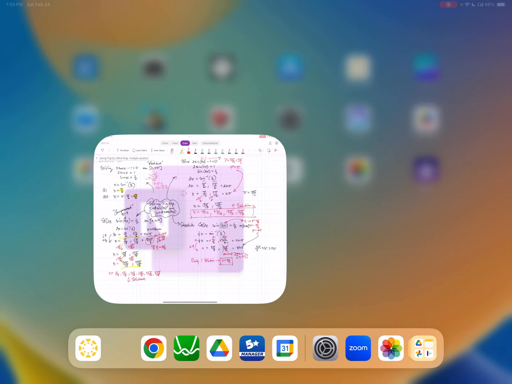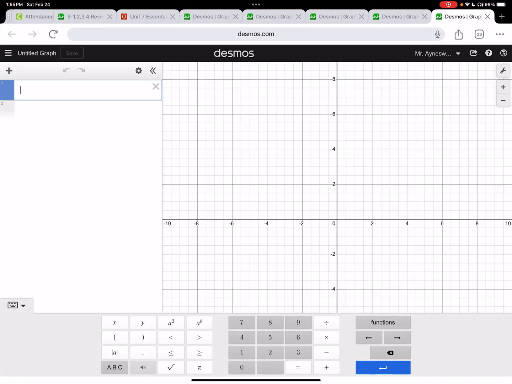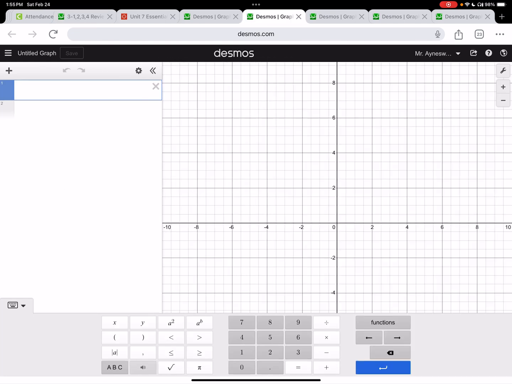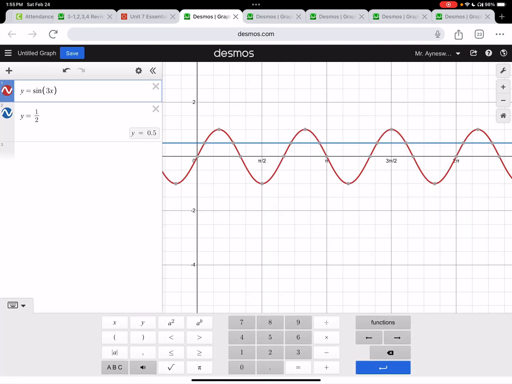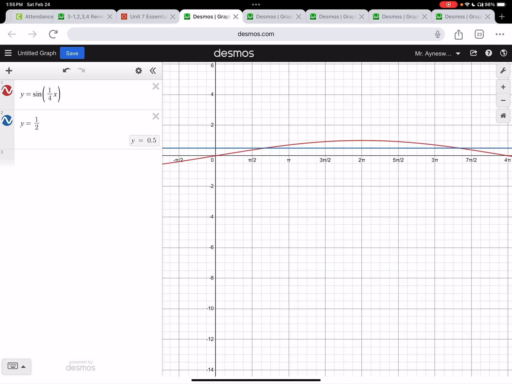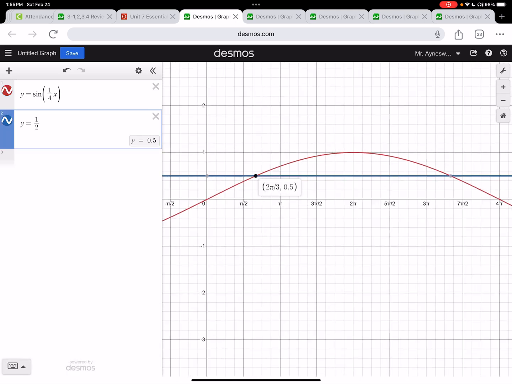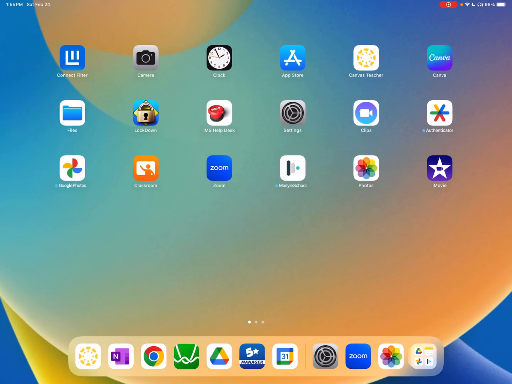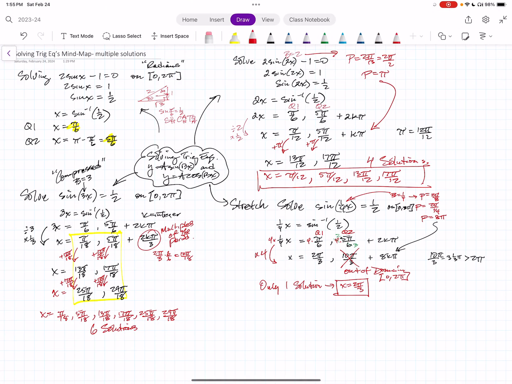Oh, speaking of that, we didn't check the last one, so let's check it. Okay, so here we go. Let's go back to our original file and let's change 3 to 1/4. Watch what happens. Okay, so from 0 to 2 pi, we only have one solution, and there it is, 2/3 pi. So simple to check with the new technology right here.